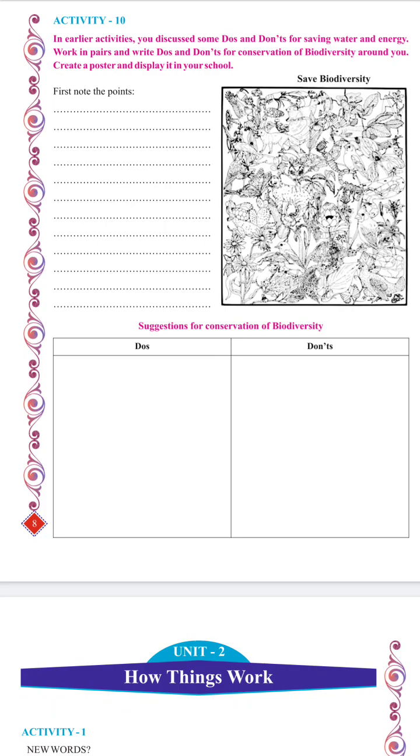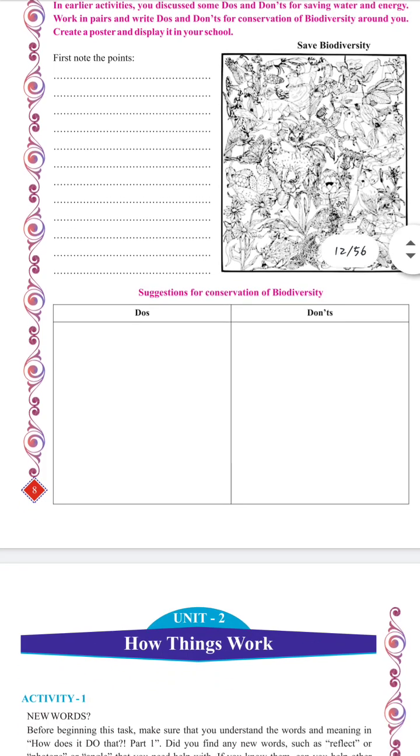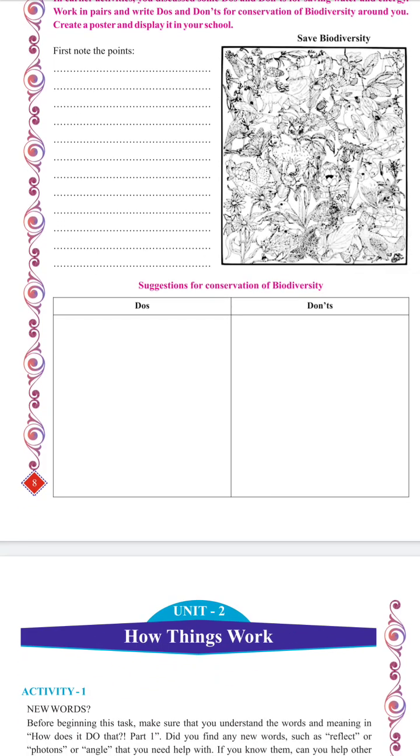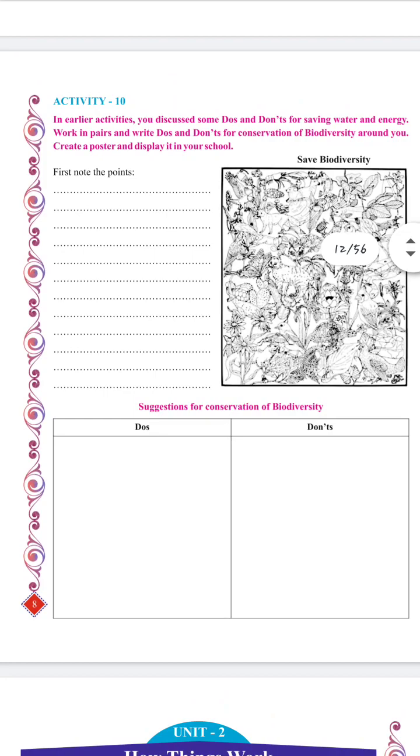There are many points. Now, do's and don'ts should be written in the column provided below. Like in the do's column, we should write that we will put garbage in the dustbins, and in the don'ts column, we can write that we will never throw garbage on the roads. In the second point, you can write we will use vehicles which run on electricity, and in the don'ts you can write we should avoid using vehicles which run on petrol or diesel. So these are the points which can be used to suggest some do's and don'ts for conservation of biodiversity.